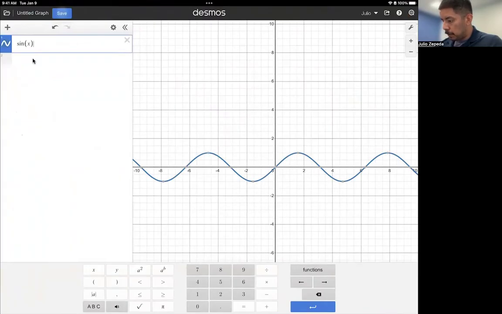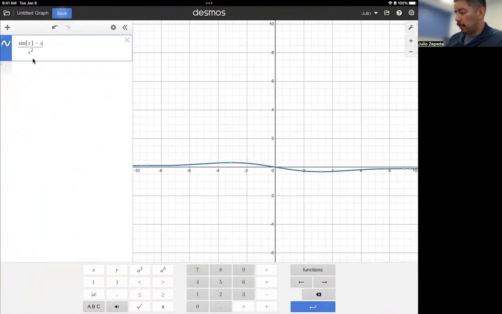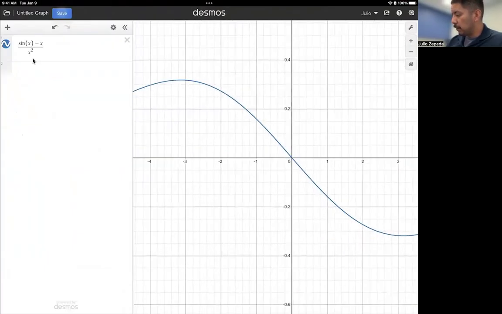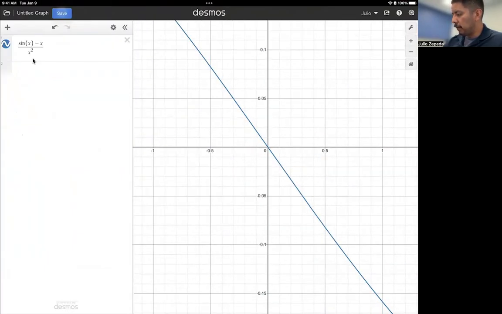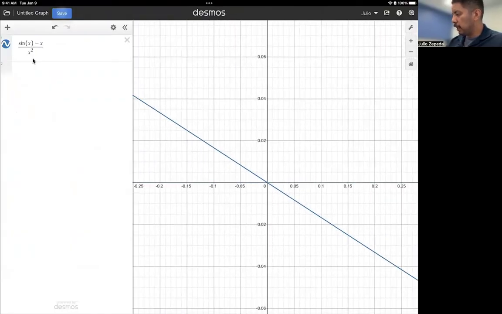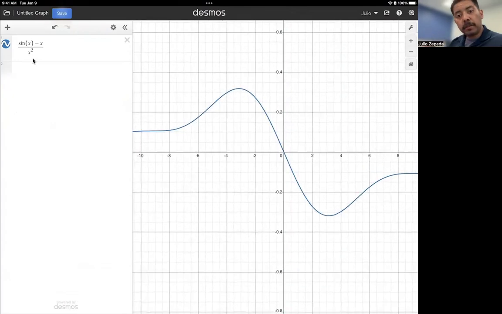Sine x over x squared, and then there was a minus x. Okay, here we go. We can stretch this out. As x approaches 0, pretty clearly the function is approaching 0. The y value is approaching 0. You can see it right in that first, as x approaches 0, y approaches 0 from both sides. So it looks like the answer is 0.